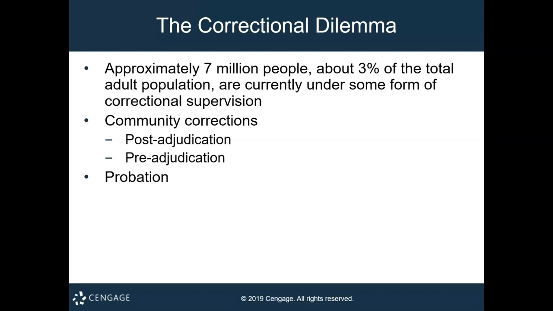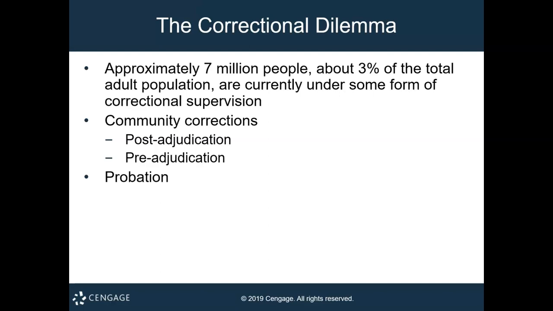The correctional dilemma. This may be shocking to some of you, but approximately 7 million people, or 3% of the total adult population, are under some form of correctional supervision. If you think about just the city of Fresno, there are about 500,000 people living in the city. The county of Fresno, about 1 million. So this is 7 million people throughout the United States who are under some form of correctional supervision. That's huge. And the United States has a significant number, in proportion to other countries, of people under correctional supervision.